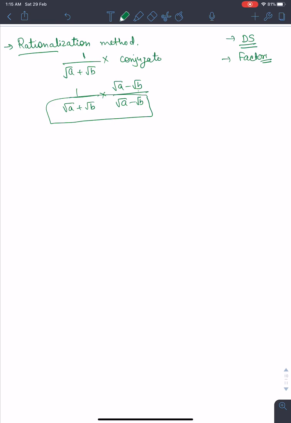So the basic thing we are going to use in that limit method. Again, first you are supposed to apply direct substitution method, if you are getting 0 upon 0 form, then we are going to rationalize it. So let's take one example. Limit x tends to 3, x minus 3 upon under root x minus 2 minus under root 4 minus x.